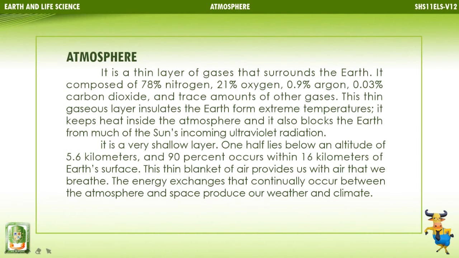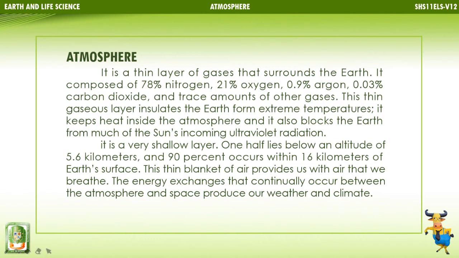Atmosphere. It is a thin layer of gases that surrounds the Earth. It is composed of 78% nitrogen, 21% oxygen, 0.9% argon, 0.03% carbon dioxide, and trace amounts of other gases. This thin gaseous layer insulates the Earth from extreme temperatures. It keeps heat inside the atmosphere, and it also blocks the Earth from much of the sun's incoming ultraviolet radiation.